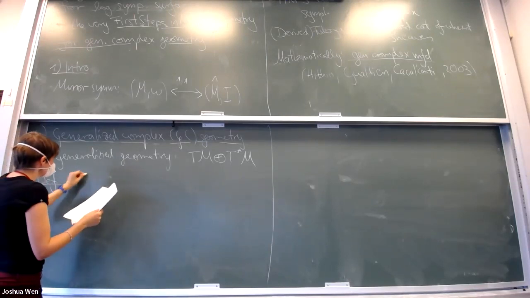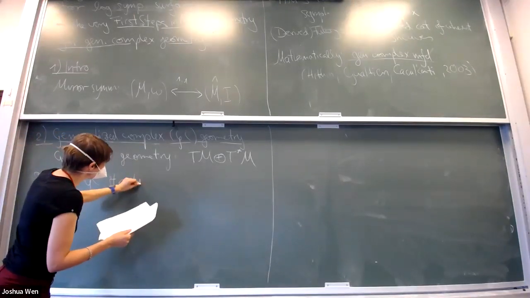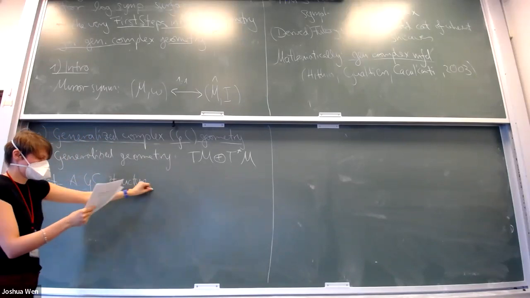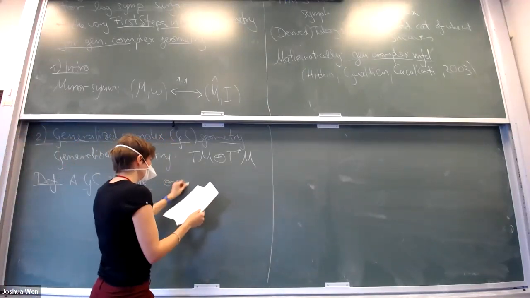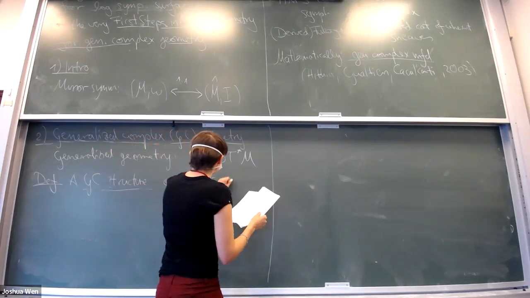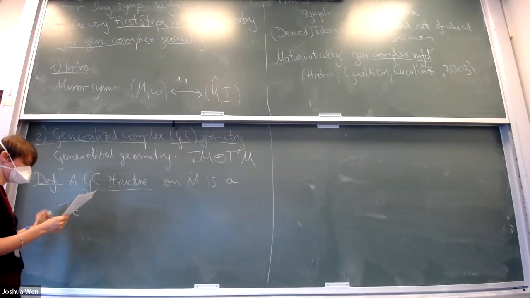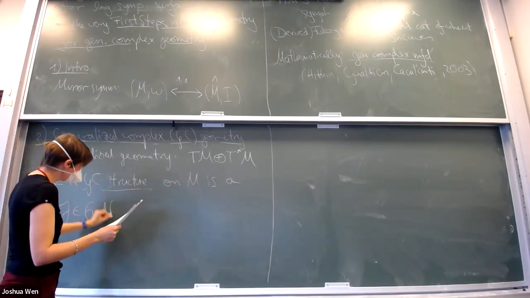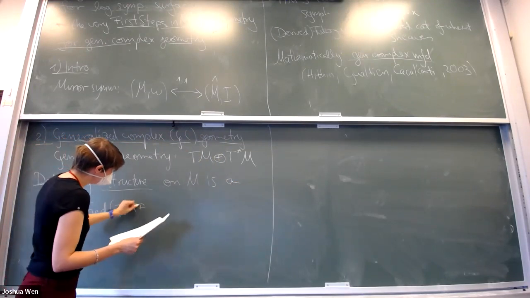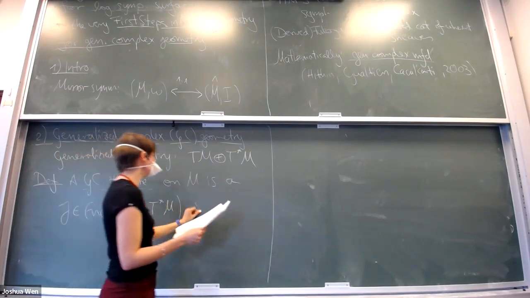So a generalized complex structure on a manifold M is an endomorphism, which I'm going to denote by curly J, of this direct sum with the following properties.